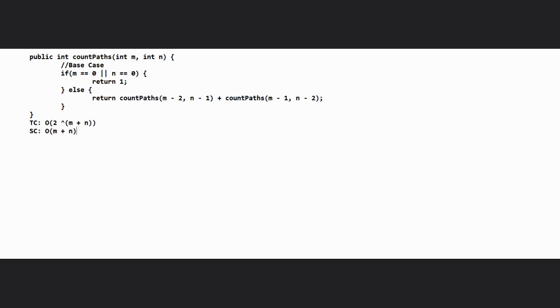And then let's write the DP solution. So public integer countPaths, integer m, integer n. In the DP solution, what we need to do is initialize a 2D grid, which is our DP grid, and the size of that grid is m rows and n columns.